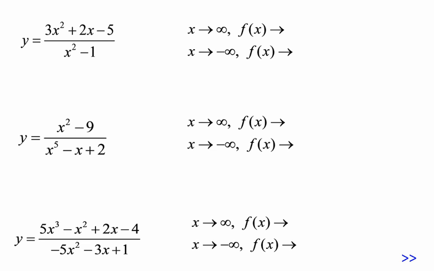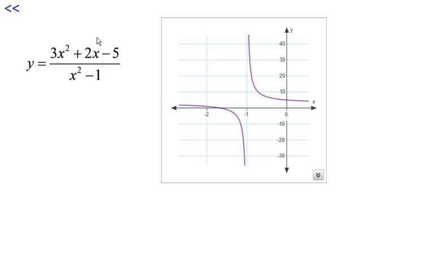All right, welcome back. In this first one, hopefully you noticed that the degree was the same on the top and bottom. So they both have a 2. So we just had to take the ratio of our leading terms. And so 3 divided by 1, and this would go to 3, both as we're approaching infinity and negative infinity. And let's take a look at the graph so we understand how that looks. Here is the graph of this function. And we can see that, yes, there is this horizontal asymptote at 3, and as x goes to infinity, f of x is heading to 3, and the same thing as x goes to negative infinity, f of x is heading to 3.